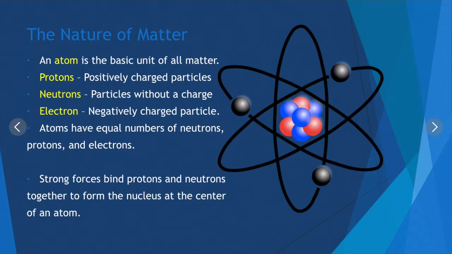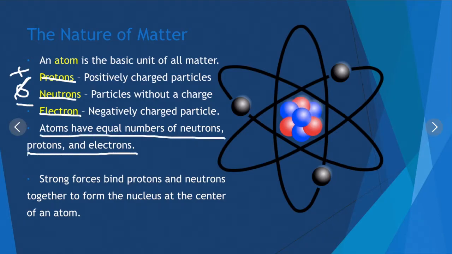Everything's made up of atoms, but atoms are made up of protons, neutrons, and electrons, okay? Protons have a positive charge, neutrons have no charge at all, and electrons have a negative charge, okay? And all atoms have an equal number of neutrons, protons, and electrons, okay? So if this atom has 6 protons, it should also have 6 electrons and 6 neutrons, because all atoms have an equal number of protons, neutrons, and electrons, okay?